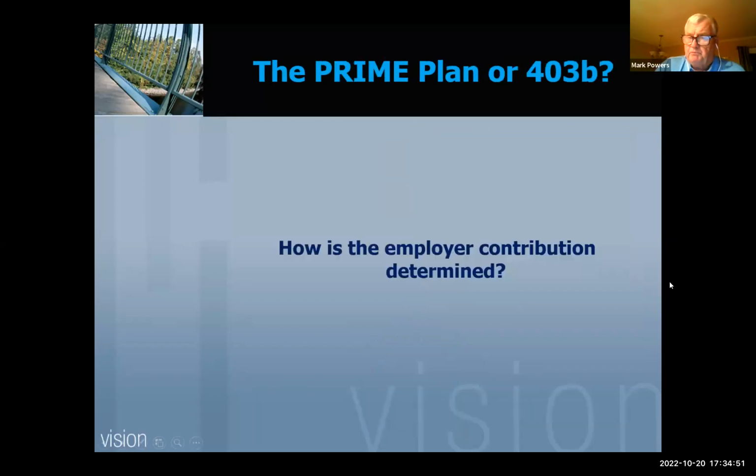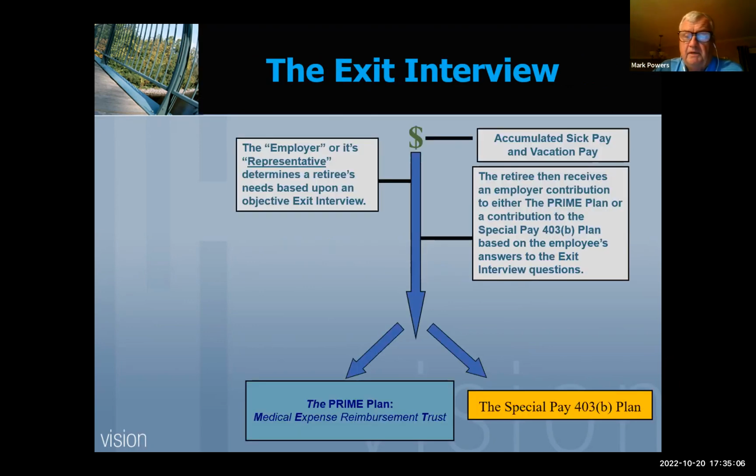Okay, once again, we're talking about the prime choice plan where the employer contribution will go into one of two programs, the medical expense reimbursement trust or a 403B plan. How is the employer contribution to either one of these plans determined? This is done through our exit interview, whereby Ann Brenner, our representative, will speak with you over the phone and do an exit interview. Based on your exit interview, the retiree will receive a contribution to either the prime plan or the special pay 403B plan based on answers to the exit interview questions.